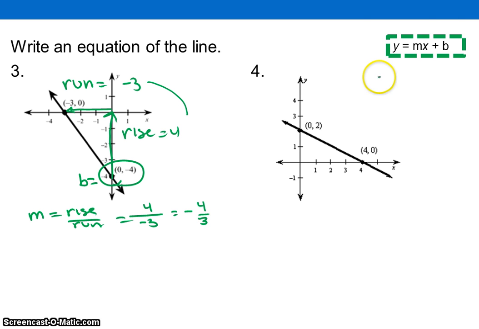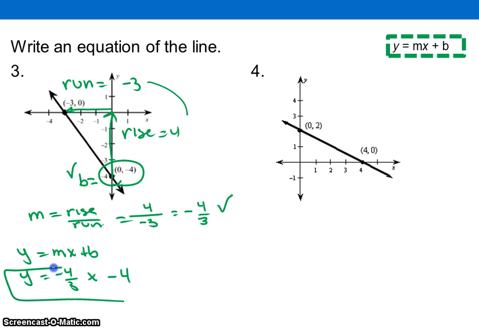And I can plug it into my handy formula for slope-intercept form, y equals mx plus b, and I plug in my m and my b into my equation, so I get -4/3 x. And then my b was a -4, so I'm going to write it as -4. And that's how we do that one. Good job, Miss Hygra. Thanks!